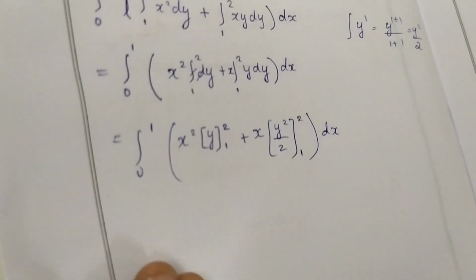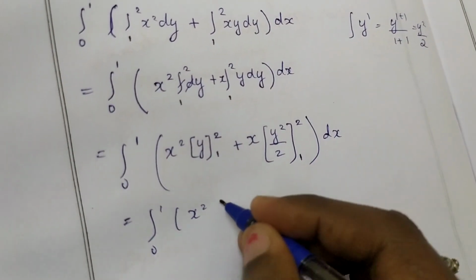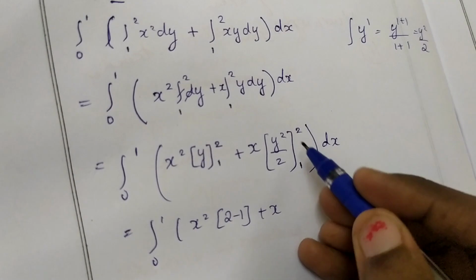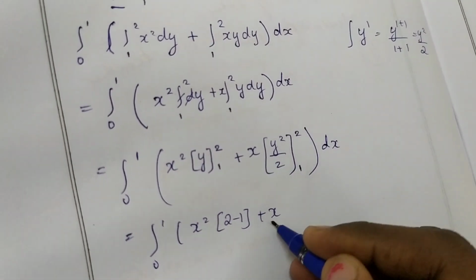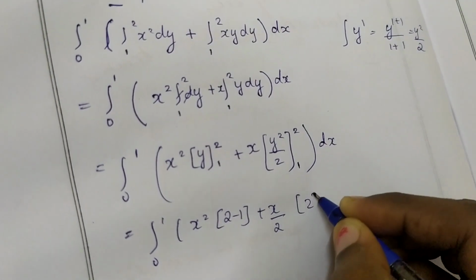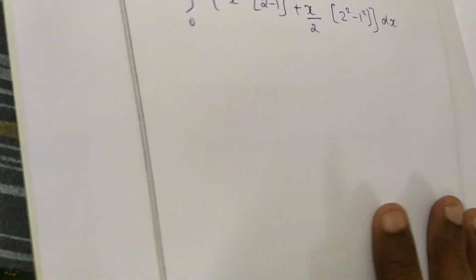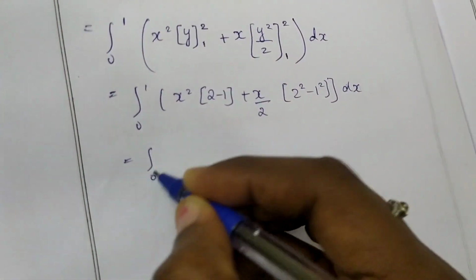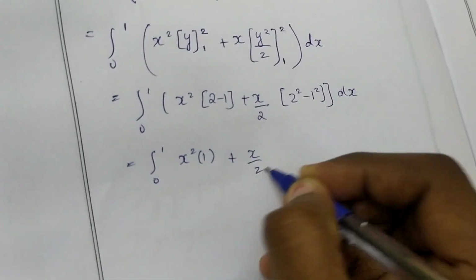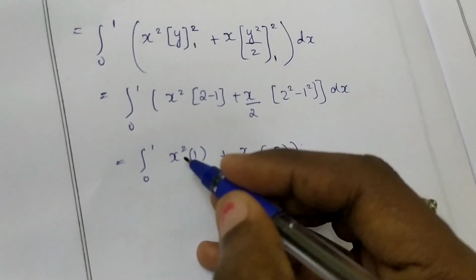Understood? Then you have to do integral over 0 to 1 x square into, you substitute this value. So you will get 2 minus 1, upper limit minus lower limit. Plus x into, we can bring this 2 outside. We just substitute upper limit minus lower limit, 2 square minus 1 square, into dx. Understood? Then integral over 0 to 1 x square into 2 minus 1, which is 1 obviously, plus x by 2 into 2 square is 4, 4 minus 1 will give you 3, into dx.